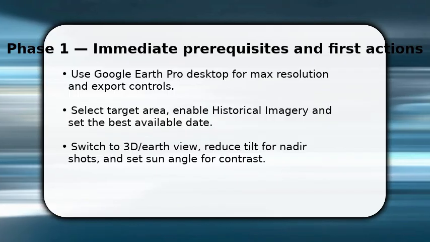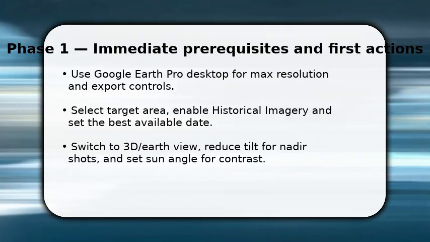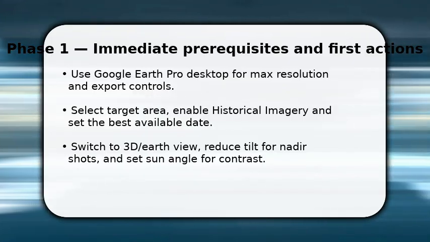Next, set your view to near nadir, reduce tilt, and adjust sun angle to reduce shadows. Make sure to lock position and zoom level before proceeding. This prevents reprojection blur when you export the image later.